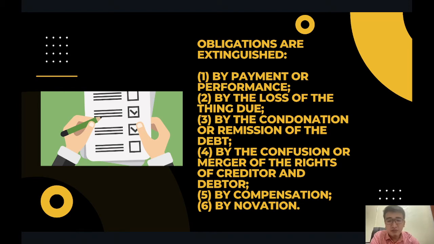Third, by the condonation or remission of the debt. When we say condonation, ibig sabihin, mabait sa creditor mo kasi kinakondone niya na yung debt mo. Huwag mo nang bayaran. Sige, huwag mo nang bayaran. Yung mga ganun. O yung sa pamilya nyo, sa relatives nyo, or even sa kaibigan, di ba? Huwag mo nang bayaran, okay na. The obligation is deemed extinguished.